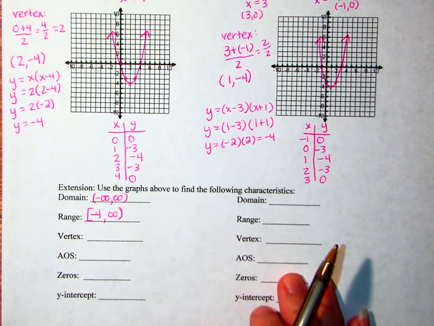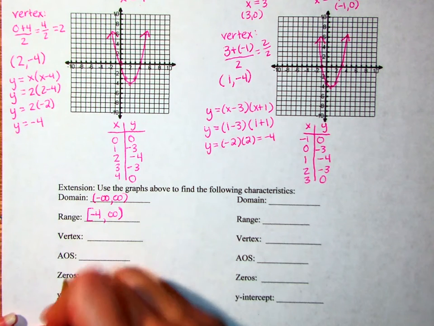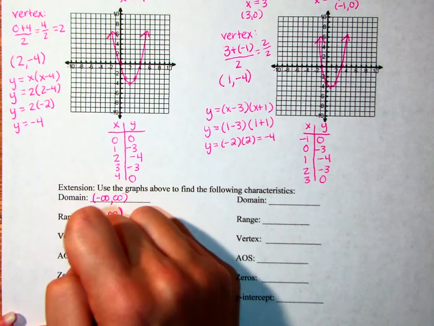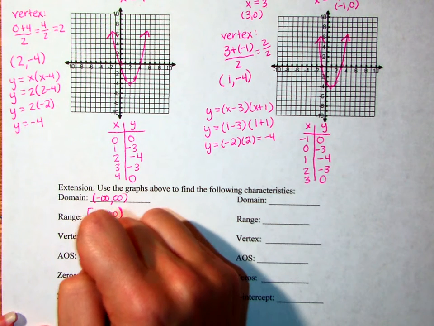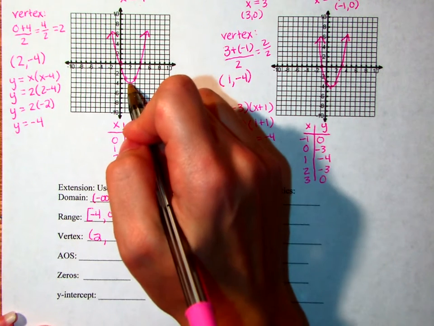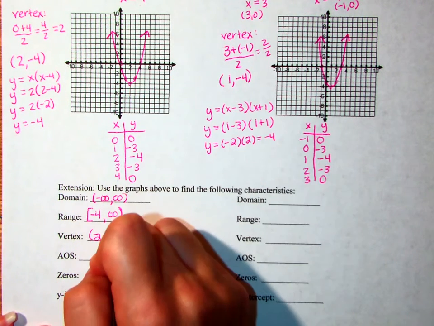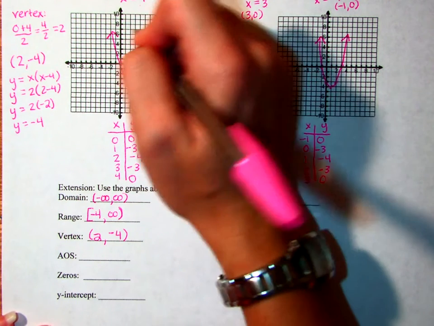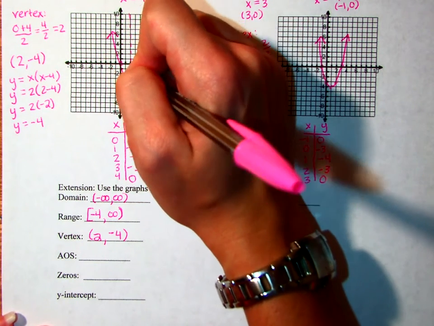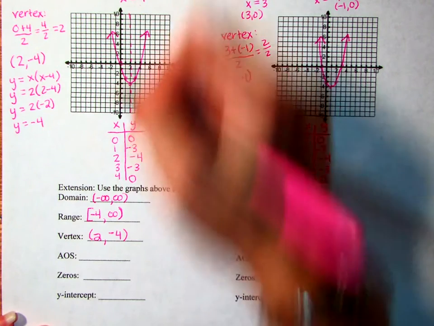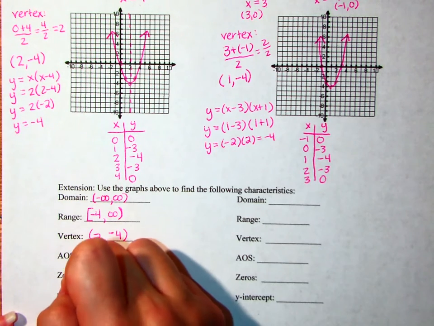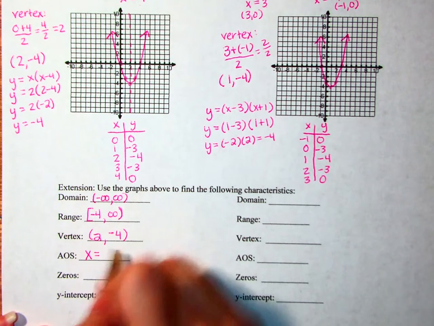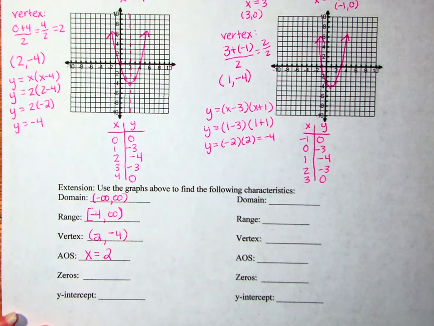The vertex. We already found the vertex; we had to find that to graph it. So just find your vertex, which is in the middle of your table here. It's the point where the graph changes direction. So it's at (2, negative 4). The axis of symmetry is that invisible line here that would cut the parabola in half. So what's the equation of that line? Remember, you always have to state it as x equals. And what's that value? x equals 2. We get that from our vertex.